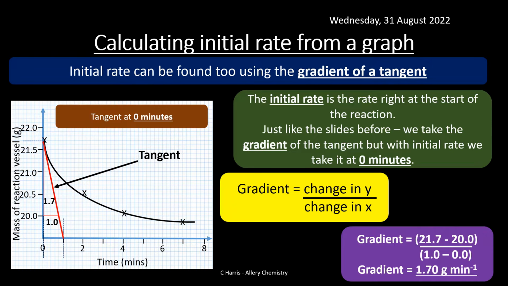You're going to find later on, when we look at different tables, a lot of the information we're going to be providing is initial rate. We've got the initial rate method, a way in which you can measure the rate of reaction right at the start of the reaction.